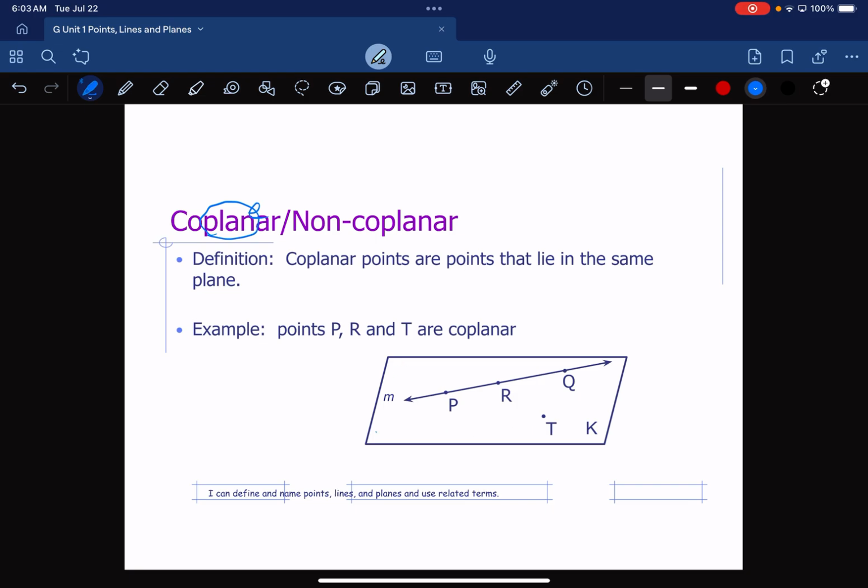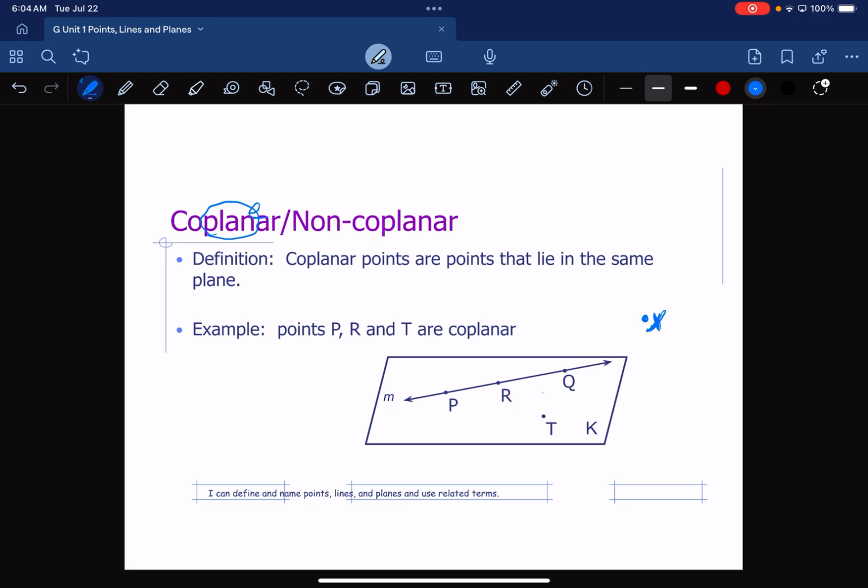If the point or line is inside the box, it's in the plane. That's what you should know. If I wanted to show a point that wasn't in the plane, I'd place it outside the box so you can clearly tell that that point is not inside that plane. So coplanar, P, R, T. Any 3 points are always coplanar.